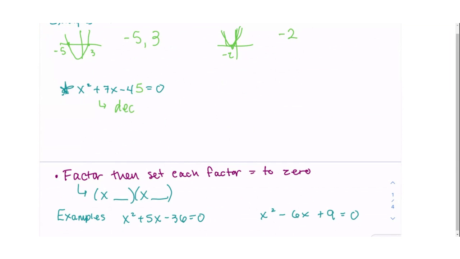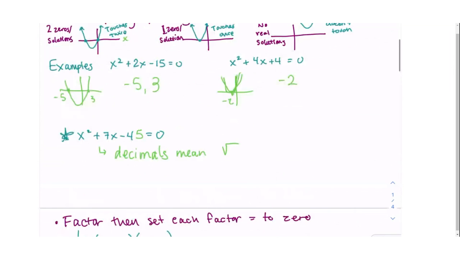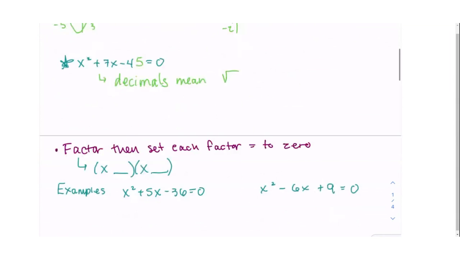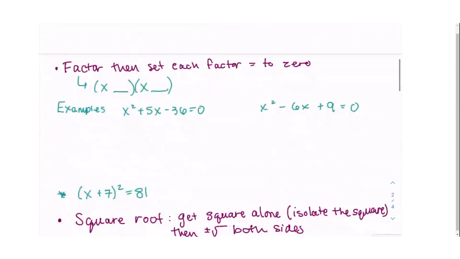Decimals mean your answer is going to have like some square root in it. Oh, and if you graphed it and it didn't cross, this means there's going to be an i in your solution, and you cannot get i in graphing it. Okay, so that's one way that you can use for pretty much everything.